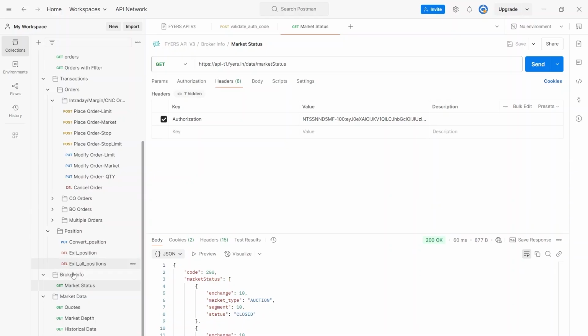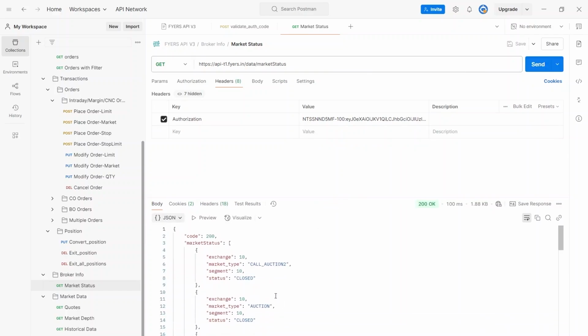So again on the left side, if you look at the broker info, there is something called market status. And in this, we will again have to make sure that the URL is correct. So the URL is https://api-t1.fyers.in/data/market-status. And then you will have to put in the authorization again, your app ID and your access token. And once you run it, this is the kind of result that you will get at the bottom.